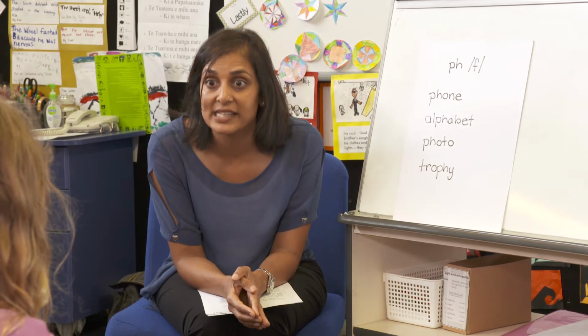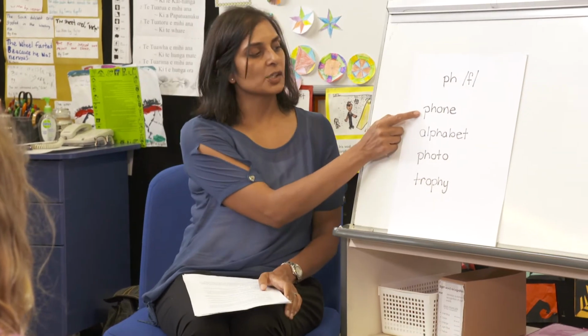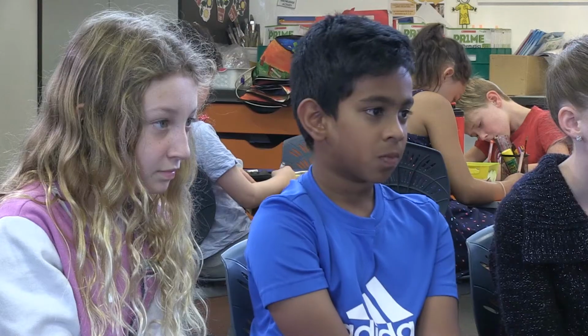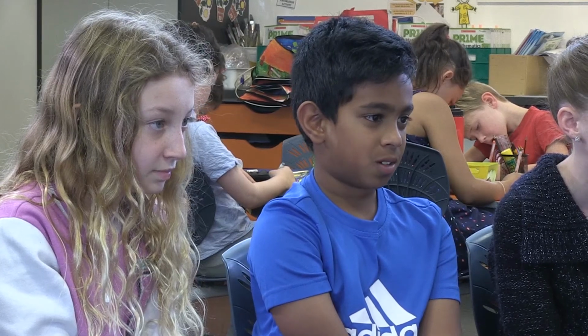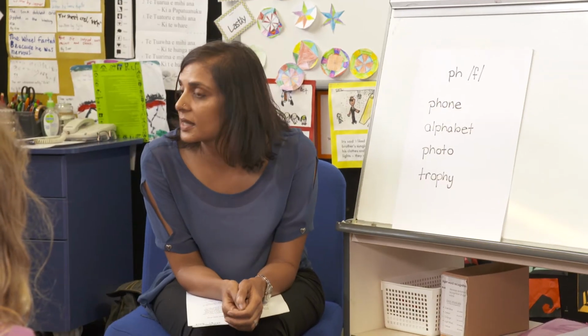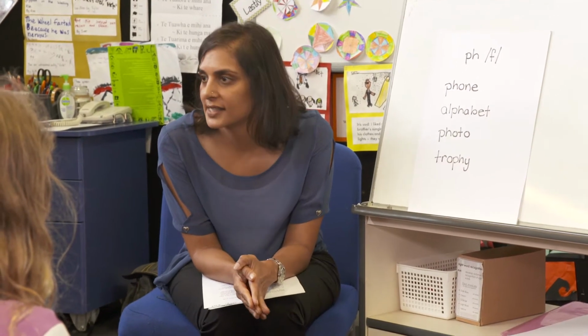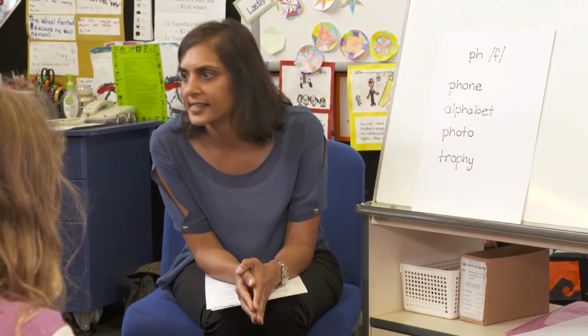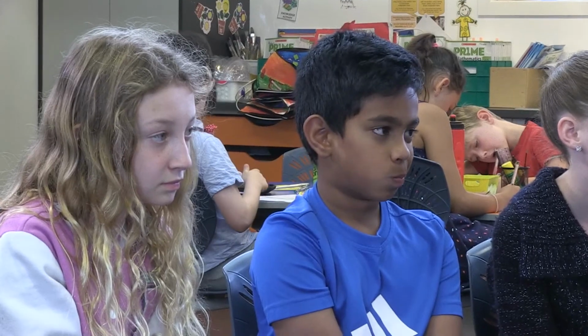F, right. It makes the F sound. So let's go ahead and read these words together. Phone, alphabet, photo, trophy. So if you notice, in all of these words, the PH makes the F sound. We don't do the P sound, right? And that's because the words come from Greek.